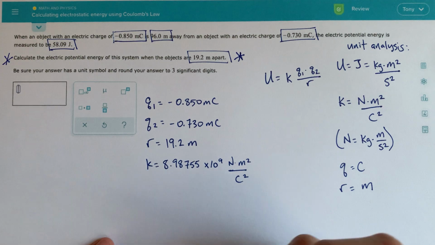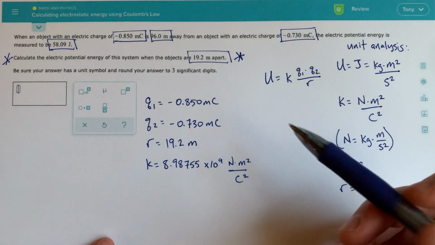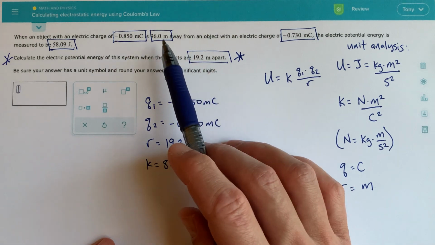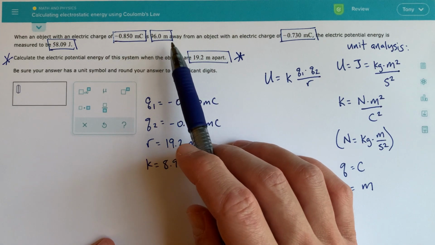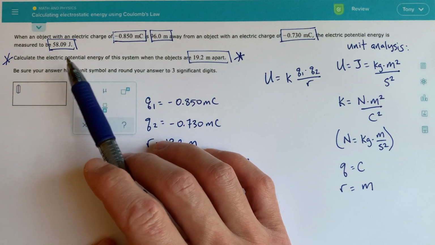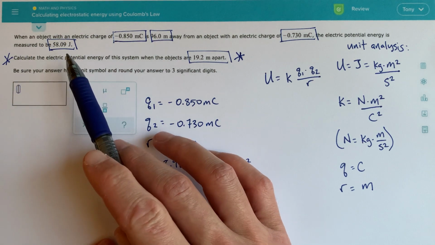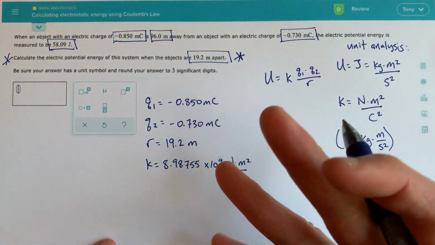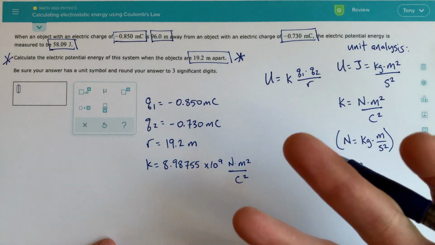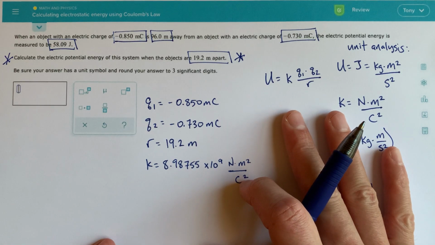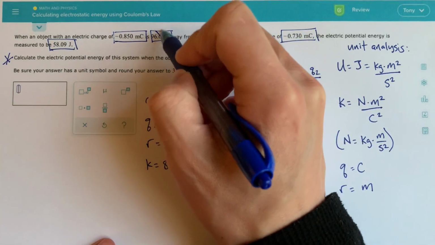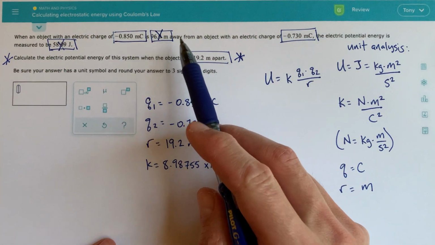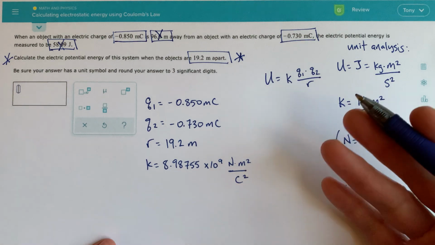Now, the question we're asked to solve is right here: given these two charges, calculate the electric potential energy of the system when the objects are 19.2 meters apart. Even though we're given the information that when they're 96 meters apart this is the electric potential energy, we don't really need that information. We can use it if we want to solve this problem in a different way. But for the method I'm going to show right now, we can ignore these two pieces of data. We're just going to calculate this directly.